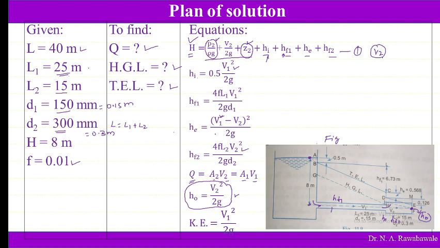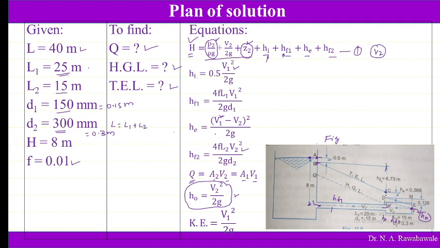Once we get the value of V2, we can find out the discharge Q. Once we get the discharge Q, we can find out the total energy line. First of all, the energy at the inlet, the energy in the tank, is 8 meters of head. There will be a loss of head at the inlet, that is Hi, which we subtract, and we get point B. After that we reduce for this length of pipe. From point B we reduce this distance Hf1, so we get point C.